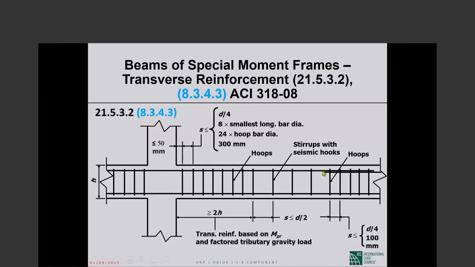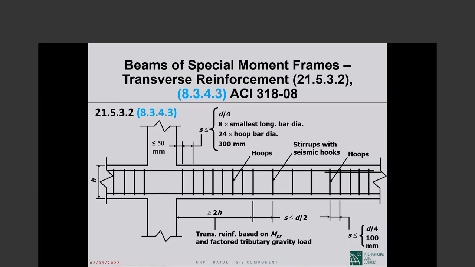And then if we have lap splices of the longitudinal reinforcement, doesn't matter top or bottom, we have to have the lap confined by transverse reinforcement at a spacing not to exceed 1/4 of the effective depth or 100 millimeters, whichever is the smaller of the two. 1/4 of the effective depth or 4 inches, whichever is the smaller of the two.